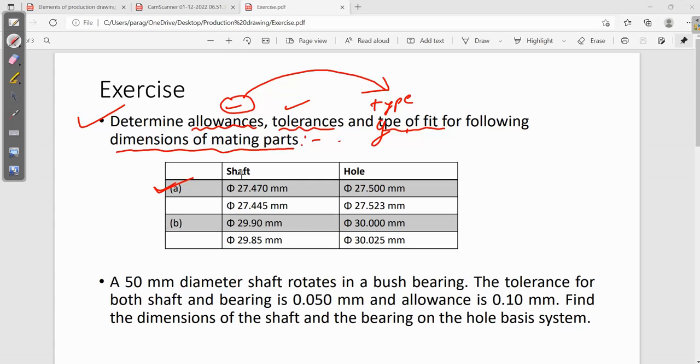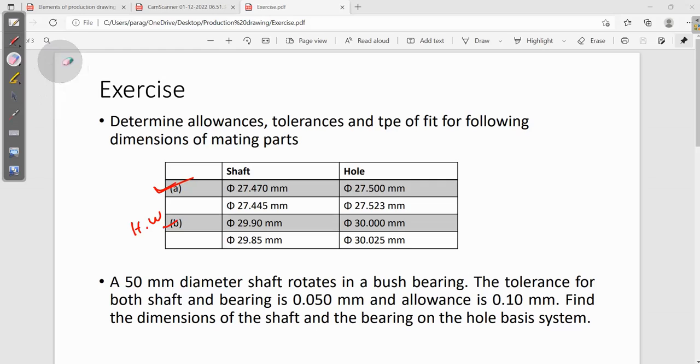I will do one first for you. Second, you have to do by your own. Now in this case they have not given basic size. If I consider this shaft and hole, who can tell me? This is what? Who can tell me? Basic size is not given in this case.